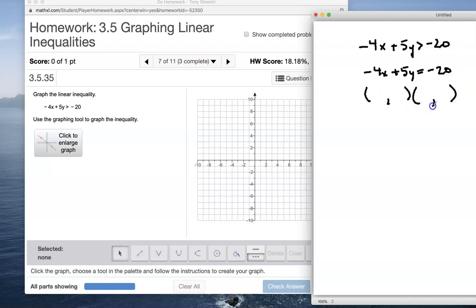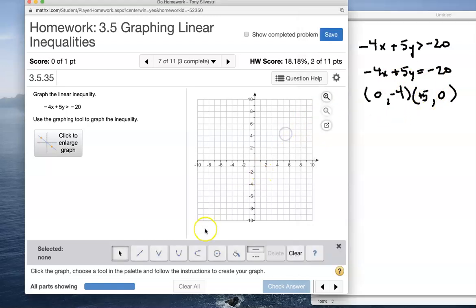Get those points ready right there. And I'm going to say, hey, if x is 0, 5y equals negative 20. That would be negative 4. This drastically changes the line. And if y is 0, the second coordinate, then x is negative 5. No, x is positive 5. Jeez, I can't get it wrong twice. Because if 5y is 0, negative 4x equals negative 20. So if I divide by negative 4, you get a positive 5. Okay, let's draw that. Pick a line.